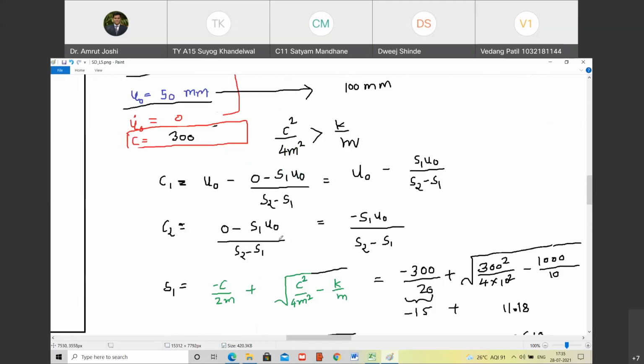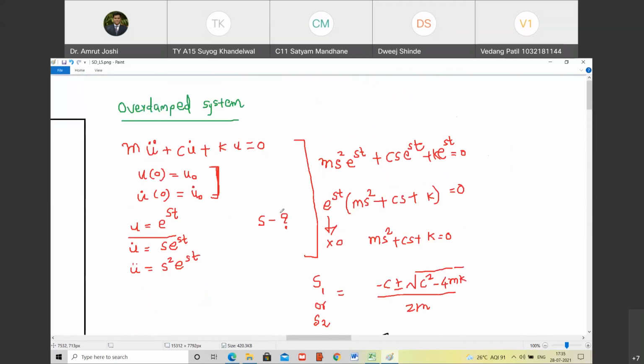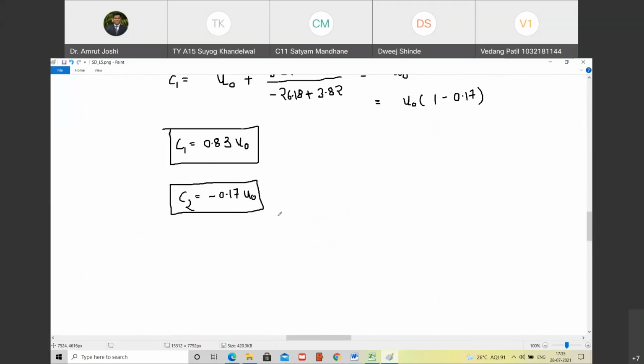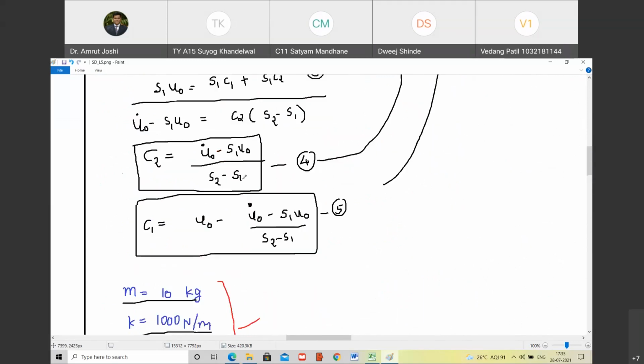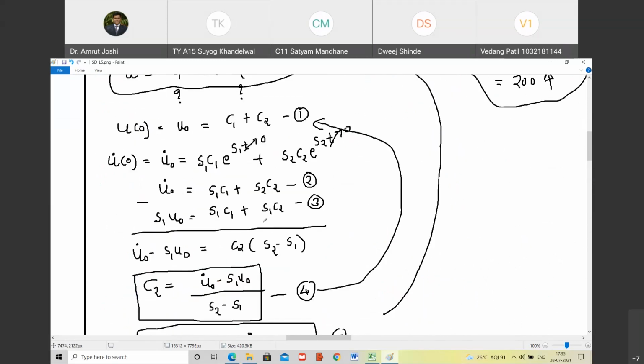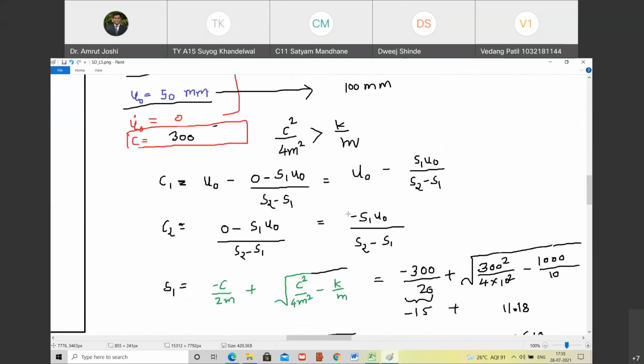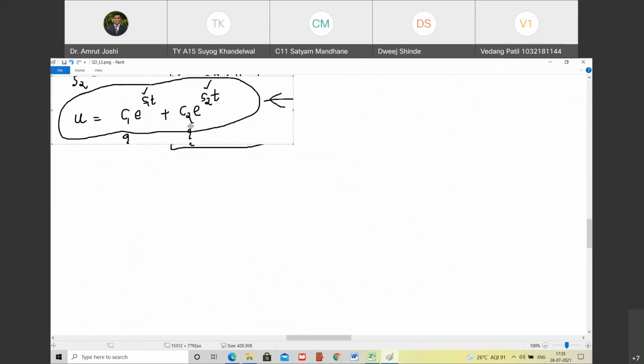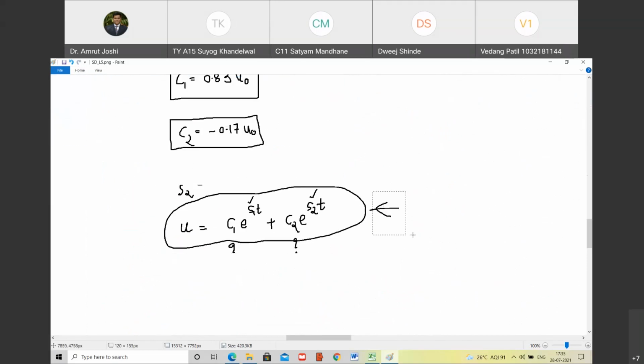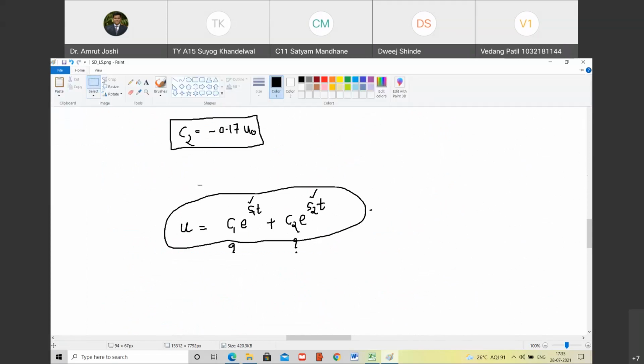So if you agree on that, now it's really very simple. So what is the solution? The solution looks something like this. This is the solution. So let me write down the solution here. Now for this example, can you tell me how does this solution look like?